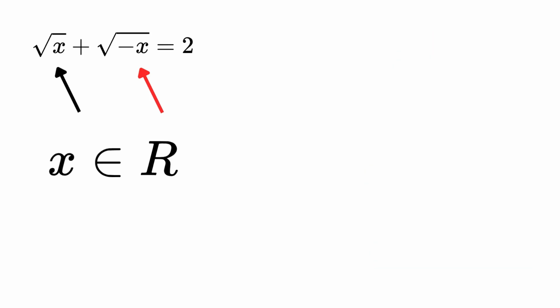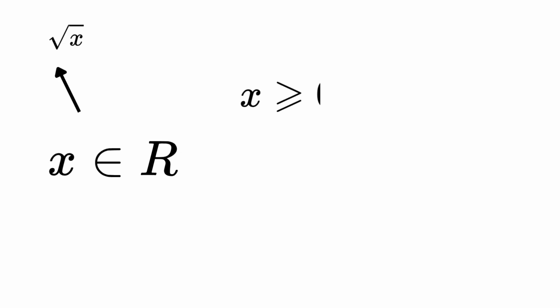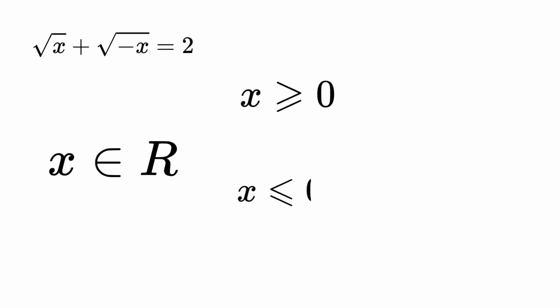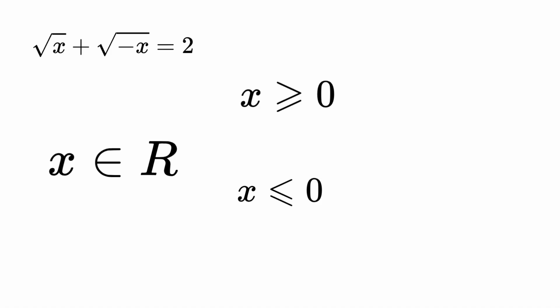Because if we need the real solution for x, the value inside this square root must be positive. So x is greater than or equal to 0. But at the same time, minus x must also be greater than or equal to 0, which means x is less than or equal to 0. Is this nonsense? This leaves us with only one possible value of x, which is x equals 0.